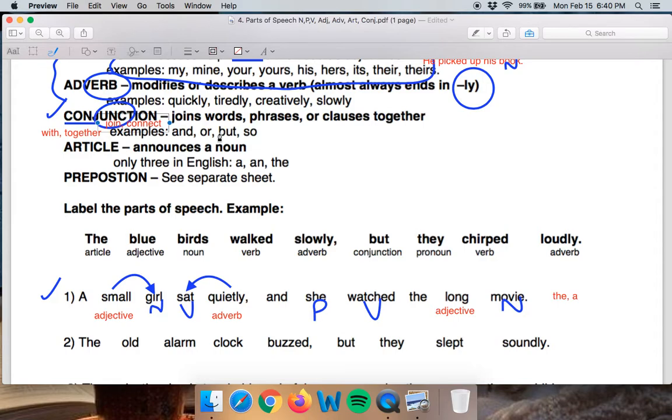And some of the most common conjunctions are called coordinating conjunctions. There are only seven in English. They are for, and, nor, but, or, yet, and so. So these are the only seven coordinating conjunctions in English.